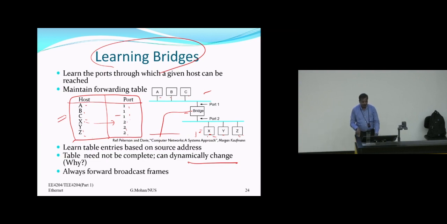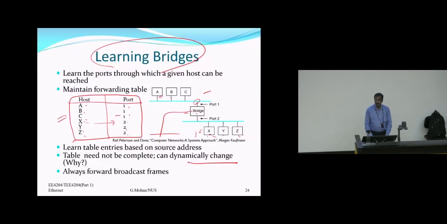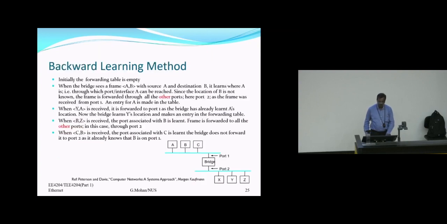Similarly, if the bridge or switch receives a frame from A, whatever be the destination, the bridge knows that this frame is received from this port, port number 1. And the switch looks into the source address, which is A. So it learns that host A is located on this side, because it is receiving a frame whose source address is A from this side. So slowly it will learn. Whenever it receives a frame, it will learn based on the source address. That's why it's called backward learning.